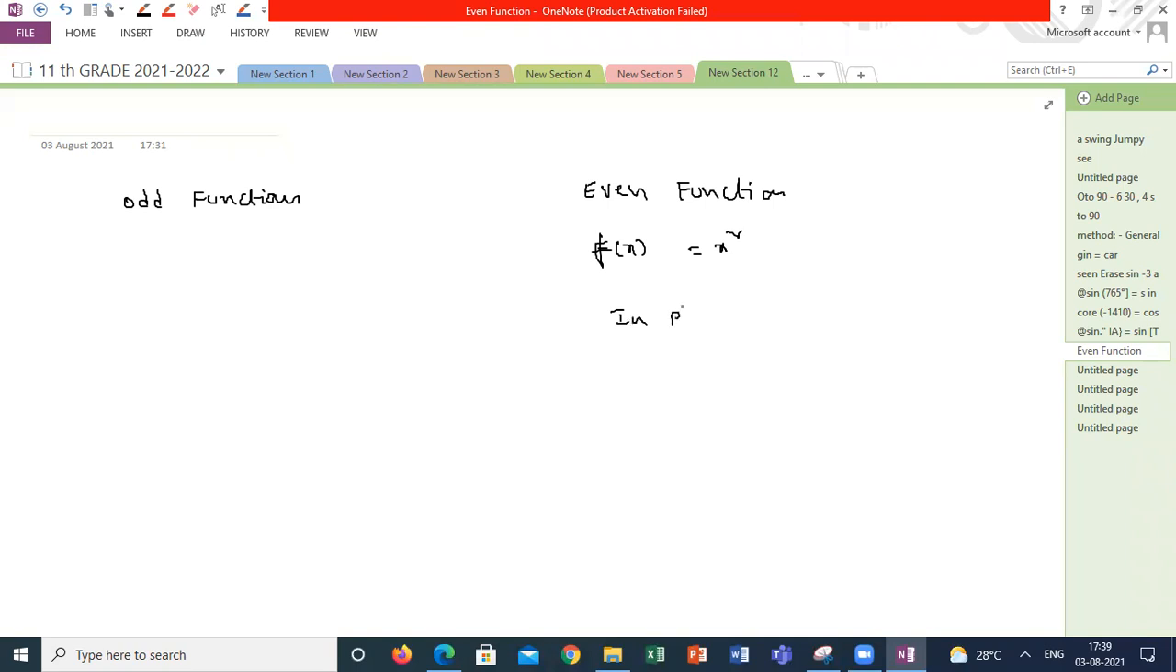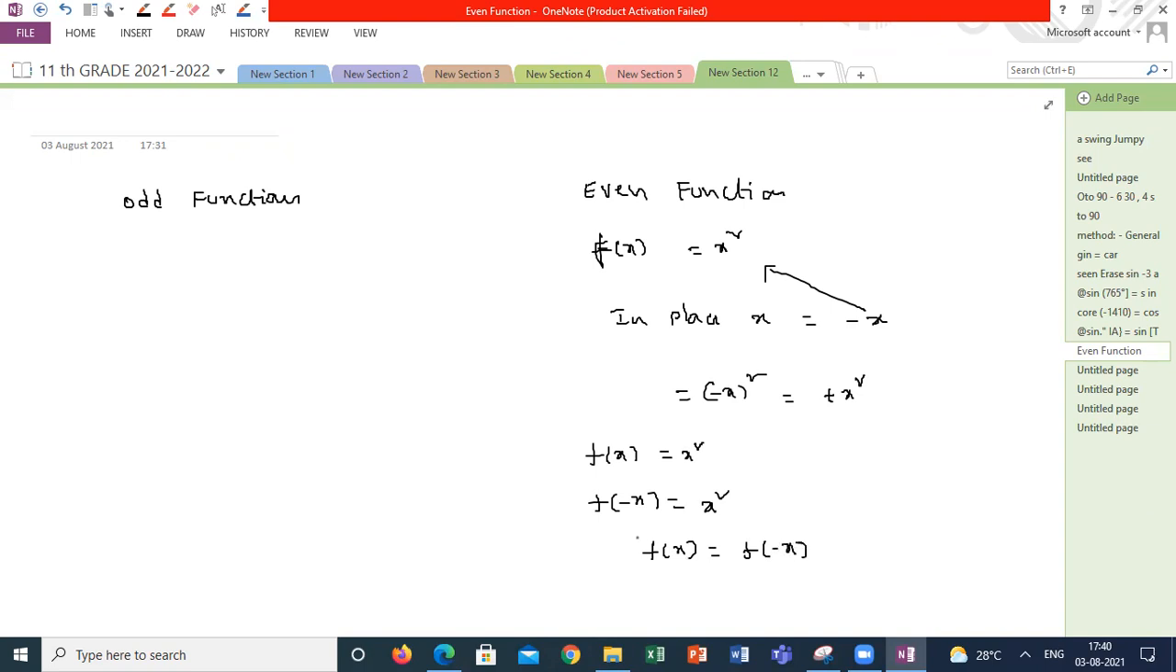in place of x, if I keep minus x, the function won't change. Put minus x in this, what will I get? Even if I keep minus x, I get plus x square only. So f of x is equal to x square, and f of minus x also is equal to x square. That means for any function, if I change the sign of the variable and get the same expression, then it is called an even function.